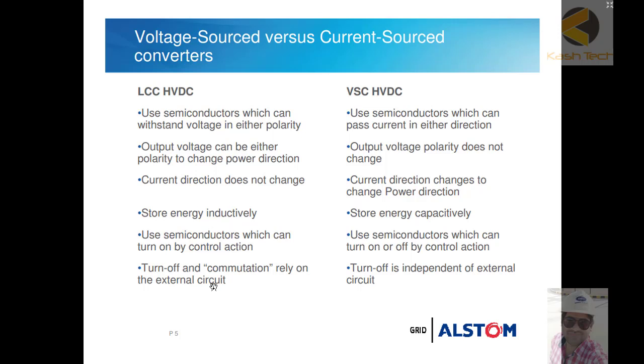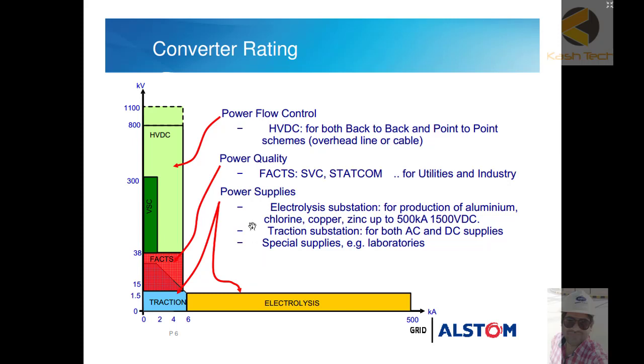LCCs use semiconductors which can be turned on by control action, whereas VSC HVDCs use semiconductors which can be turned on or off by control action. So this is another difference. In LCC, turn off and commutation rely on an external circuit, whereas turn off is independent of an external circuit in VSC. Okay, this is the diagram showing power flow control in HVDC, and the power quality is also shown here with FSC, FACTS, SVC, STATCOM for utility industries, and power supply. This diagram explains which technology is used for power transmission at different voltage levels and different current levels. So this is self-explanatory.